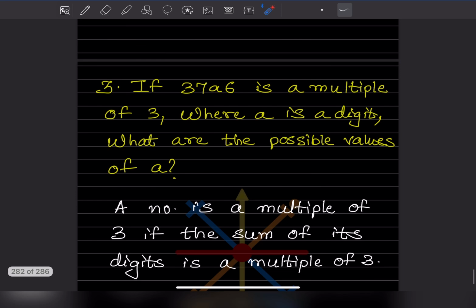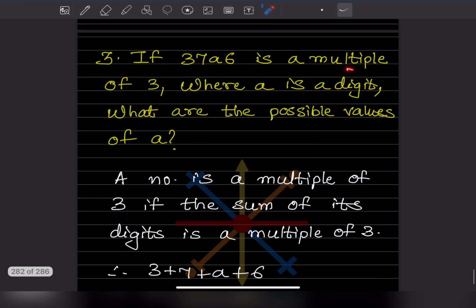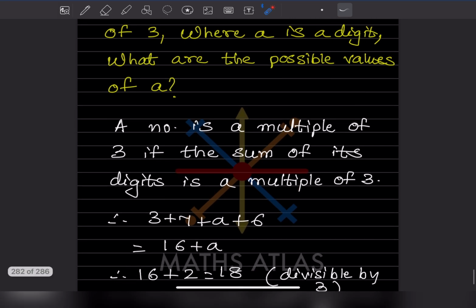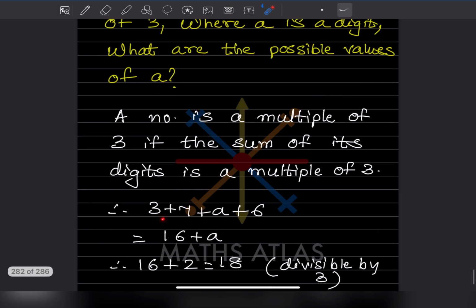Now here, if 37A6 is a multiple of 3, where A is a digit, which means there will be some number over here, what are the possible values of A? For a number to be a multiple of 3, the sum of its digits must be a multiple of 3. So we have to add all of these: 3 plus 7 plus 8 plus 6.